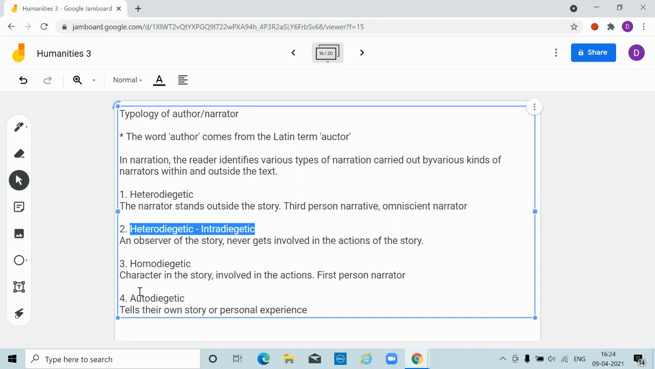Now, the fourth category, autodiegetic narration. Think of autobiography. What do you mean by this? In this particular narration, the narrator is telling their own story or their own personal experience. Autobiography is a perfect example, as is autobiographical fiction. When you're telling your own story or your own personal experience, that is autodiegetic narration.